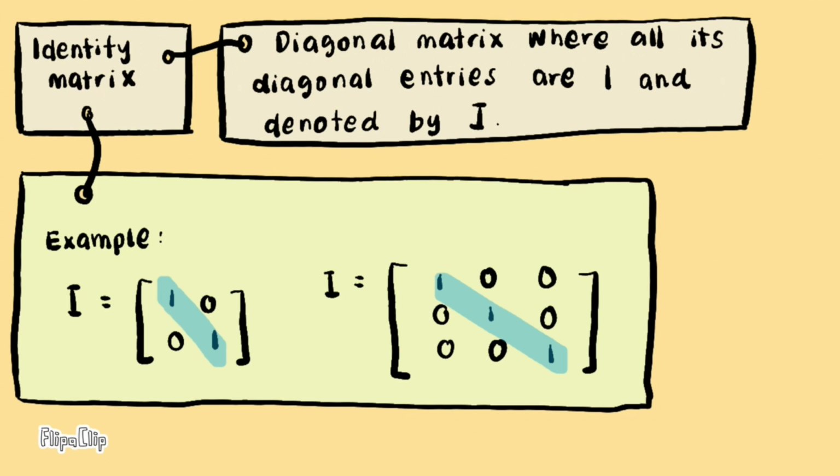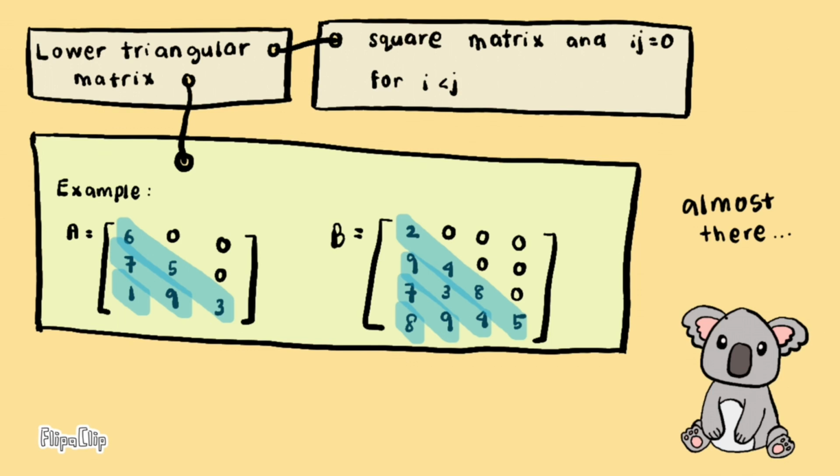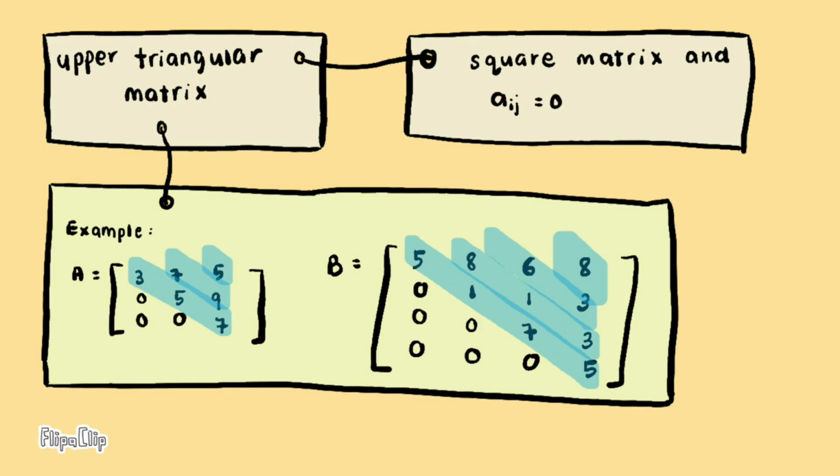Now let's talk about the lower triangular matrix. A lower triangular matrix is a square matrix and aij equals 0 for i less than j. This matrix has 0 entries above the main diagonal and non-zero entries below it. Lastly is the upper triangular matrix. An upper triangular matrix is a square matrix and aij equals 0 for i greater than j. This matrix has all the elements below the main diagonal as 0.